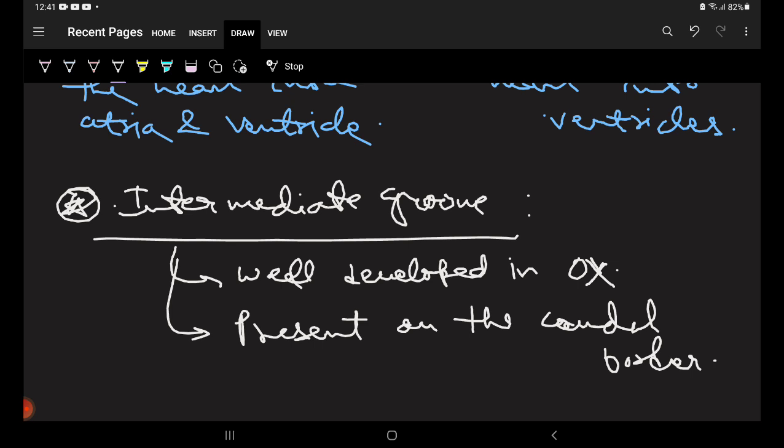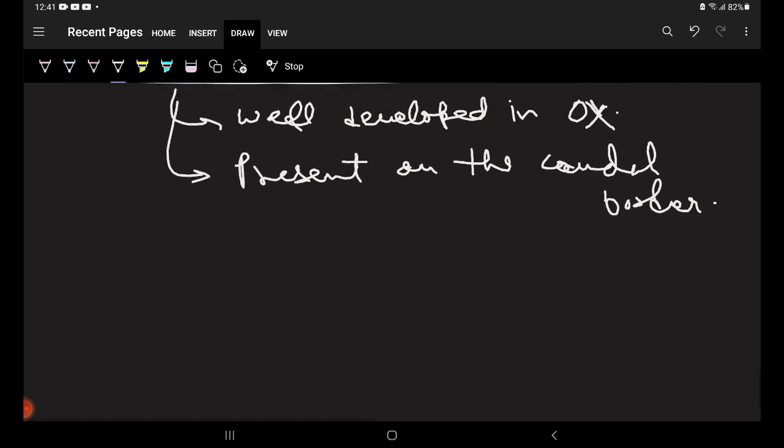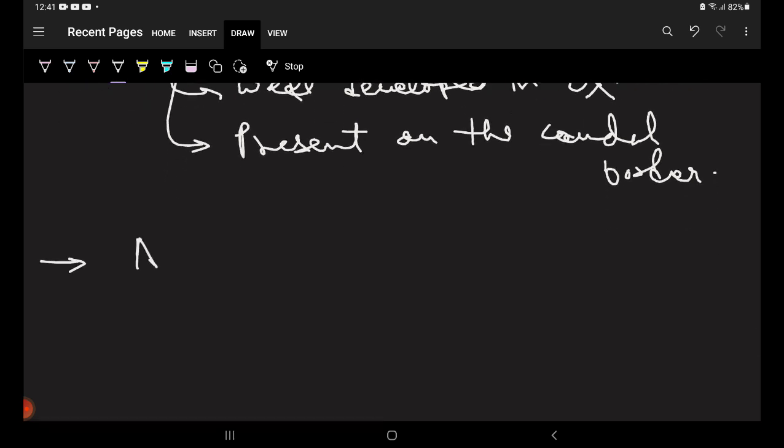Now let us talk about what auricles are. What is the difference between an auricle and an atrium?